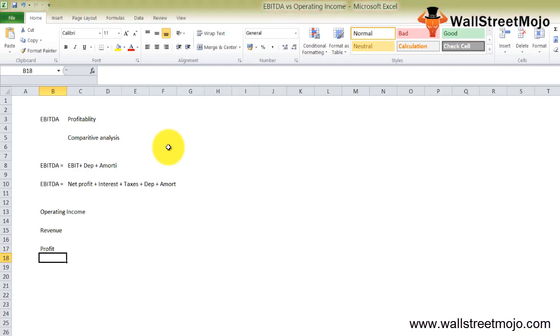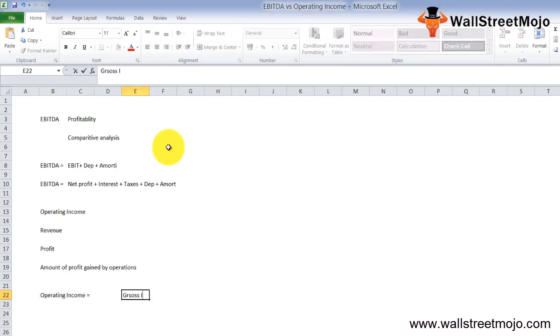Operating income is a term used to calculate the amount of profit gained by the operations of the company. It can be computed by deducting the overall expenses from the gross income. So let me show you something. Operating income is equal to gross income less operating expenses. Once we do that, we have our operating income.